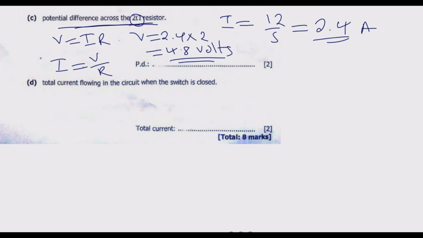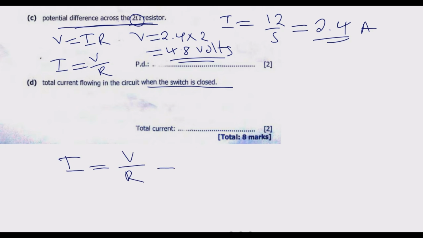Then D, the total current flowing in the circuit when the switch is closed. So this is now again very specific. So now the switch is closed. So we know that current is equal to voltage divided by resistor.